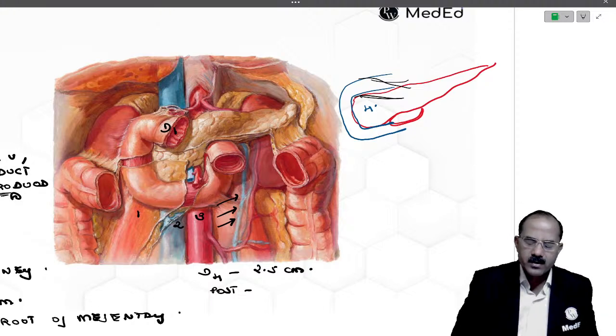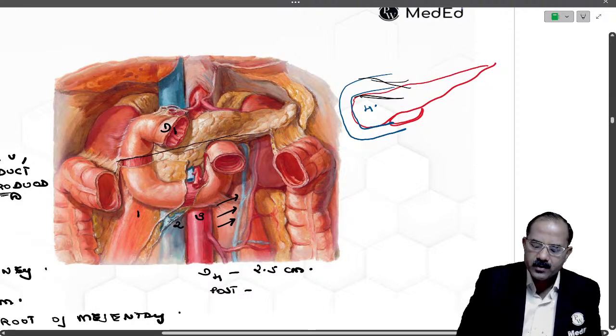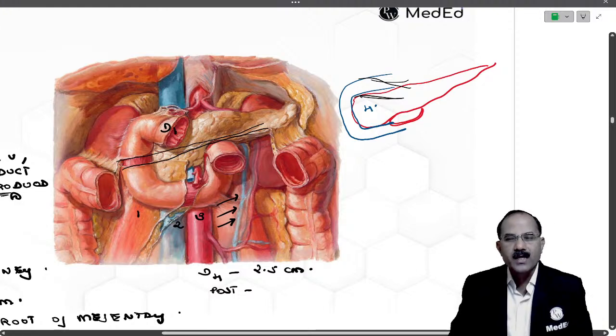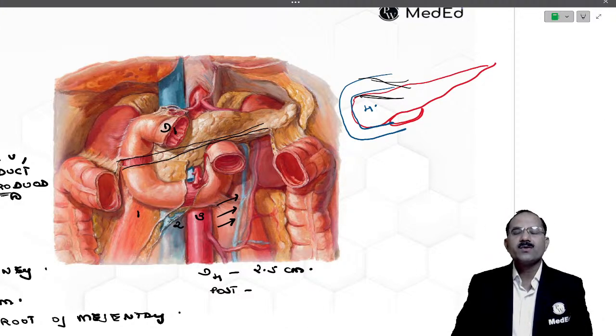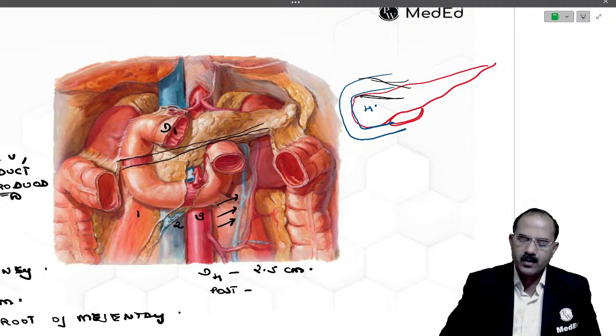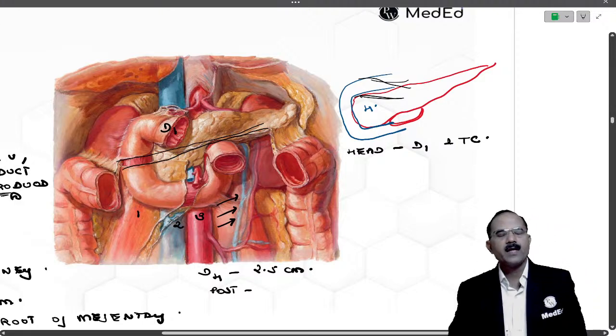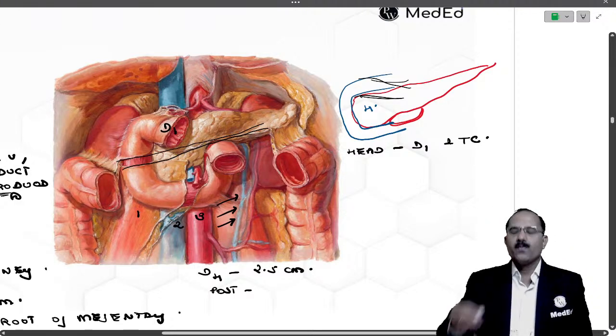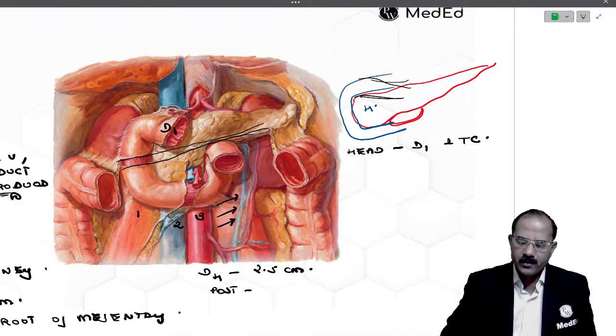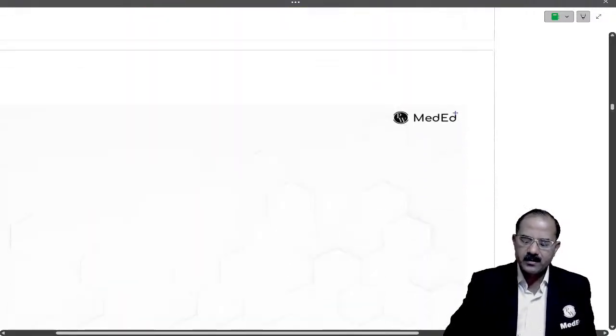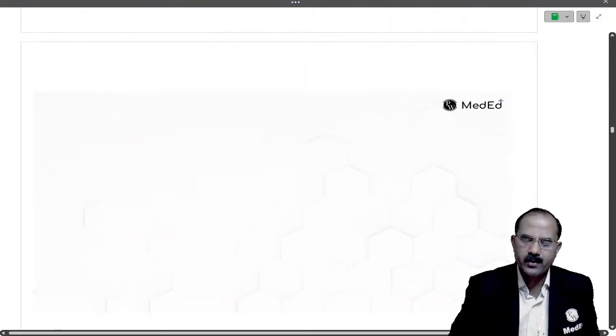Plus, what is this structure? That's the transverse colon and mesocolon. So for the head of the pancreas, the anterior relation is the first part of the duodenum and the transverse colon and mesocolon. What is the posterior relation of the head of the pancreas? Can anyone tell me? Right, one moment.